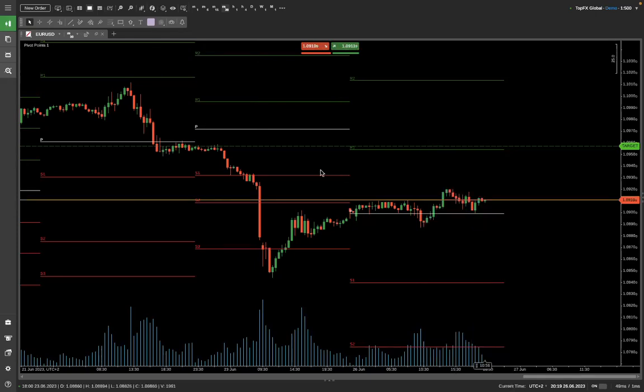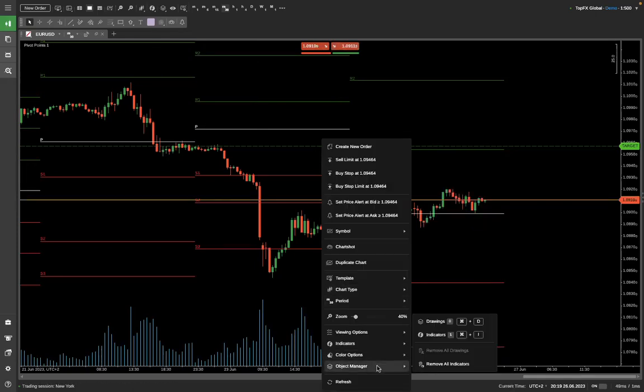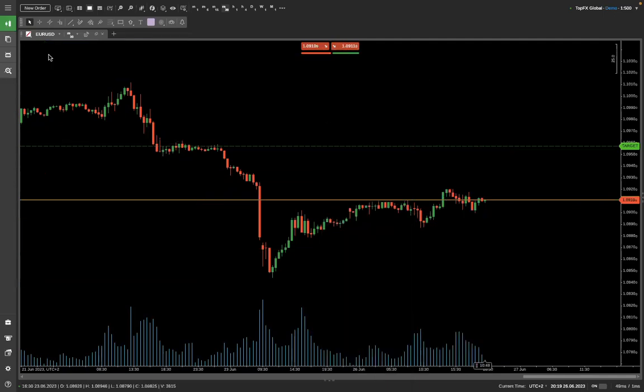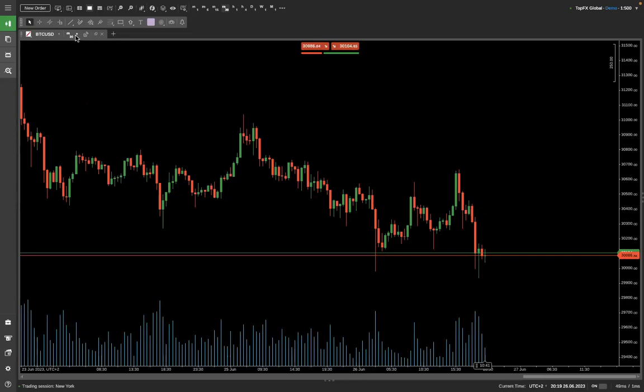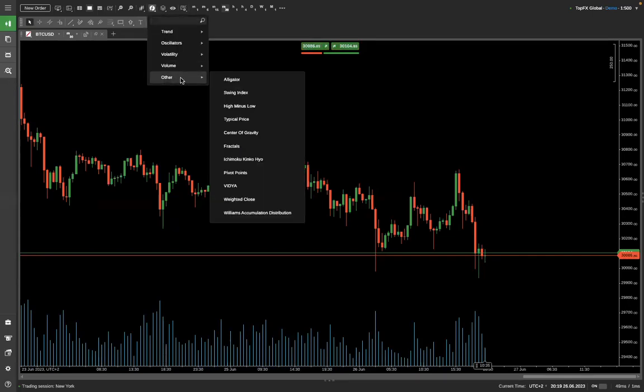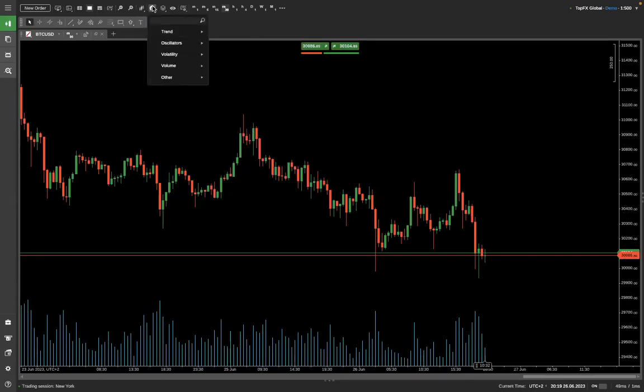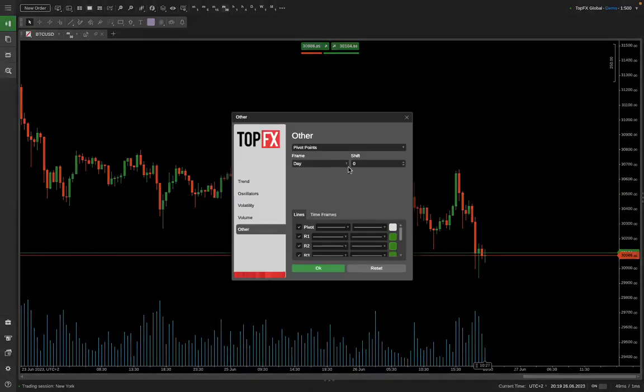For example, let's remove this pivot point. So you go to the object manager and you click remove all indicators, and then the pivot points are gone. Okay, let's switch to the Bitcoin. This is again a 30 minutes time frame chart. So let's apply the pivot points on the Bitcoin. So we go to indicators, other, and the pivot points.